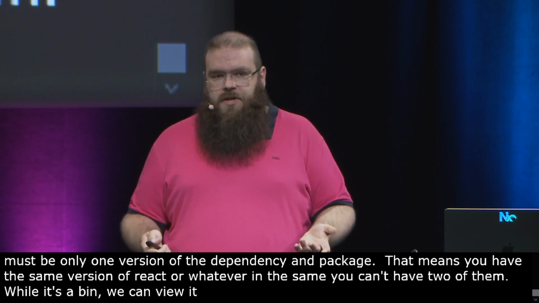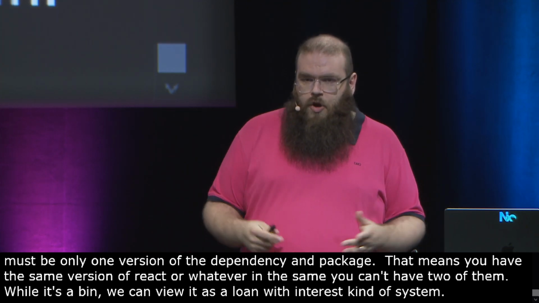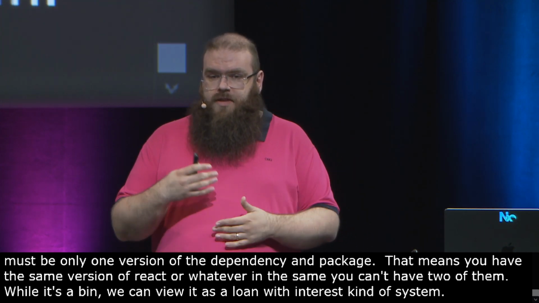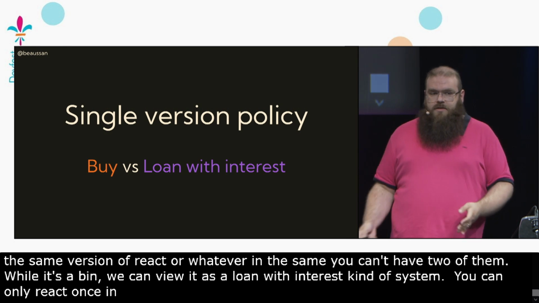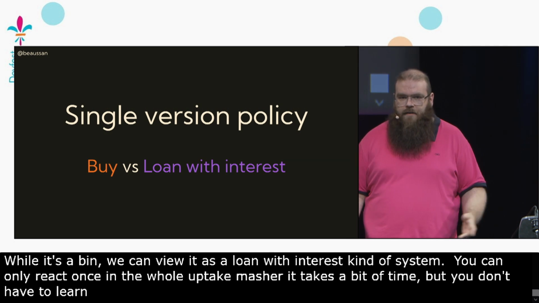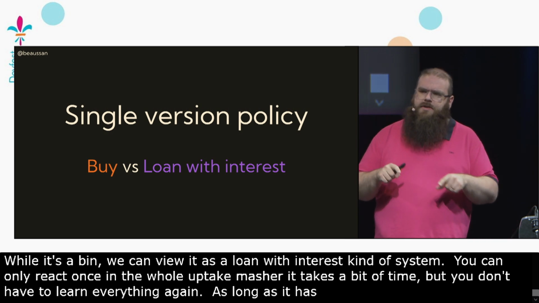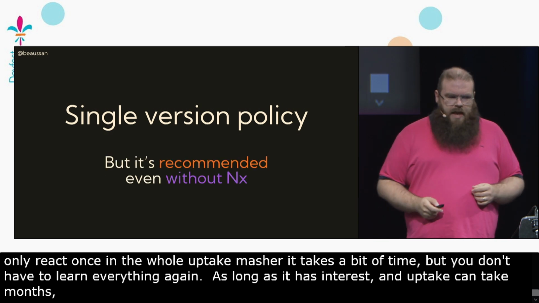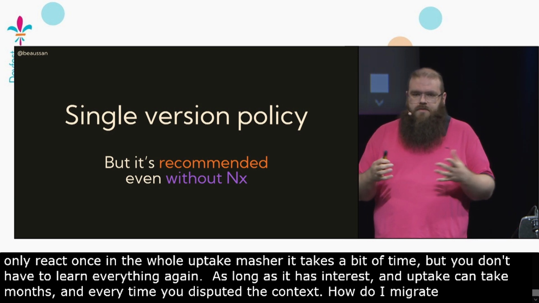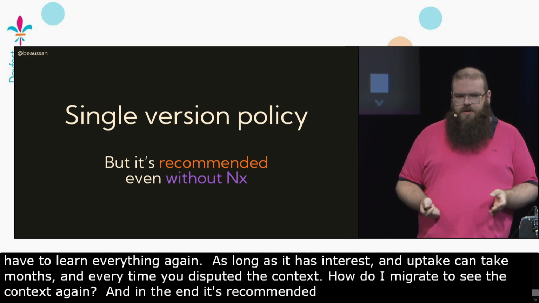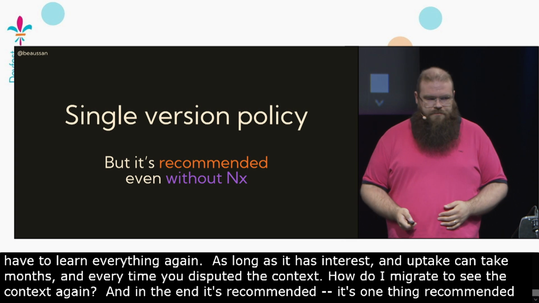Let's say you want to update your front end, you only update React once in the whole code base. Sure, it takes a bit of time, but you don't have to do context switching. You don't have to learn everything again. Whereas long-lived branches with interest, an update could take months. And every time you have to spin up the context, like, all right, how do I migrate legacy context again? And in the end, it's recommended in monorepos, even without NX. It's like one of the things that is recommended. It's just that in NX integrated, it's forced for you.